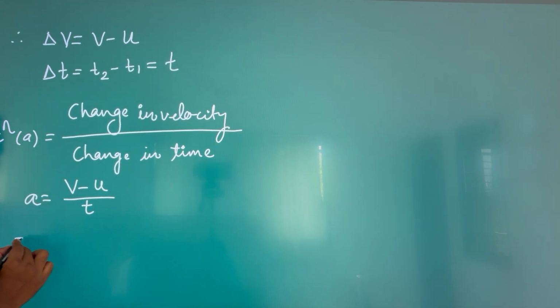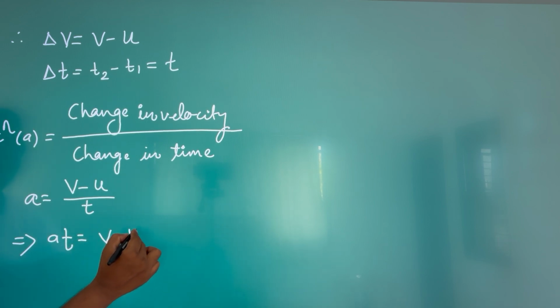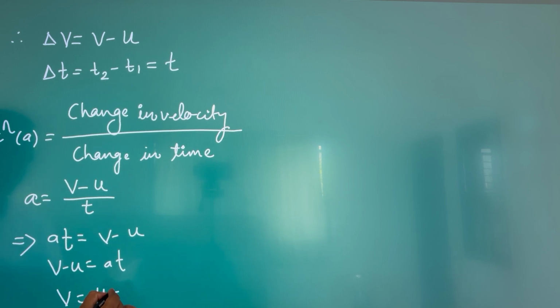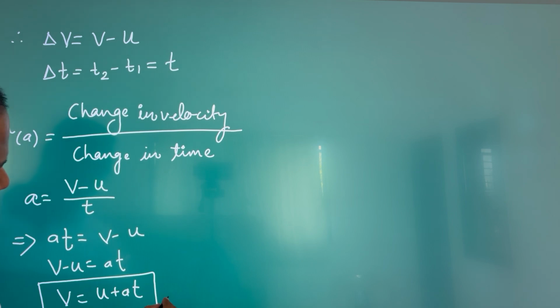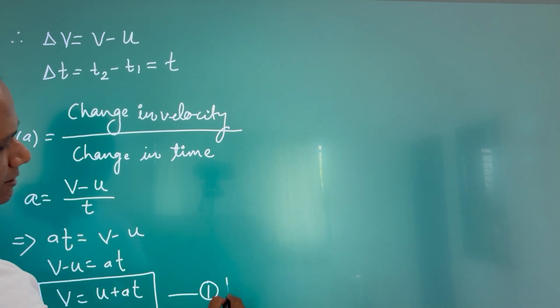Now we can use this. If we multiply it, we multiply by t: at equals v minus u. If we take the right hand side to the left hand side, we get at, and we can take u to this side. Therefore, v equals u plus at. This is one of the first kinematical equations.